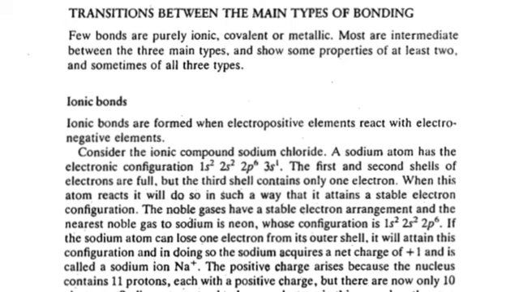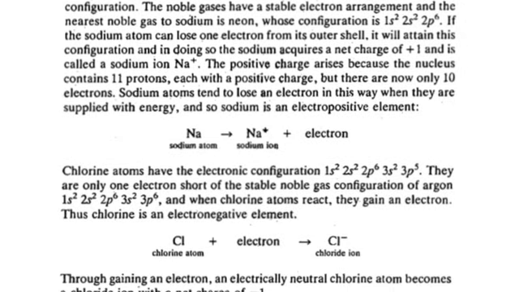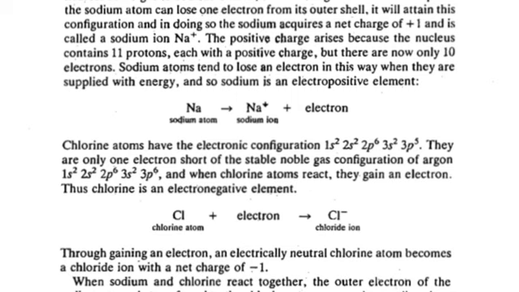What is it called? Sodium plus. Now the positive charge arises because the nucleus contains 11 protons with a positive charge, but there are now only 10 electrons. Sodium atoms tend to lose an electron in this way when they are supplied with energy, and so sodium is an electropositive element. So you know very well, here you can see the sodium atom gives sodium plus and an electron.